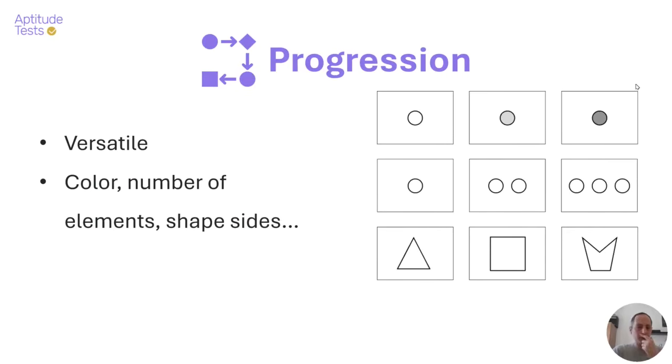Okay, so the next pattern is progression, and it's the most versatile pattern of all of them. That's because it contains pretty much any pattern that cannot be included in the other 5 options. Common examples are change of color, as can be seen in the first row, the number of shapes, as we can see in the second, and the number of shape sides, as we can see in the third. We're also going to see several such examples in the practice test itself.